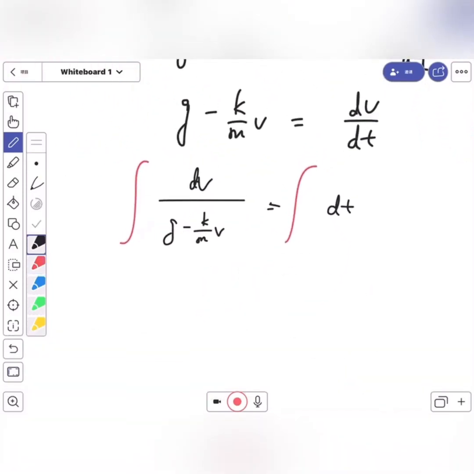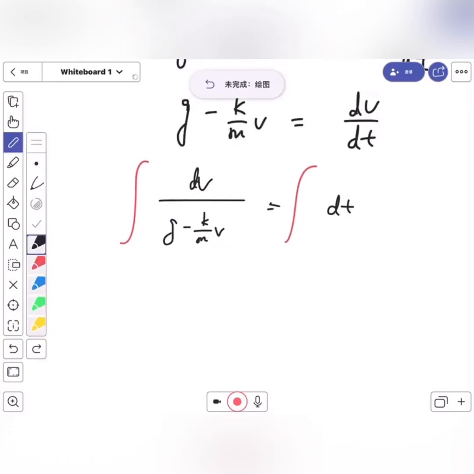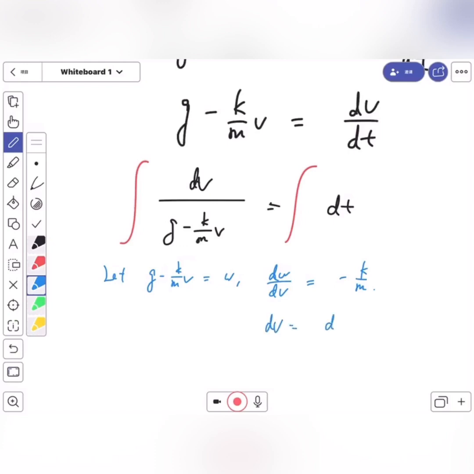Then, let's call this w, from our w substitution technique. Let g minus k over m v equal w. Then we know that dw over dv is just equal to negative k over m. So basically we have dv equal to dw times negative m over k.